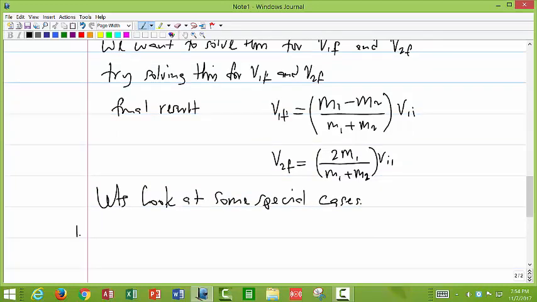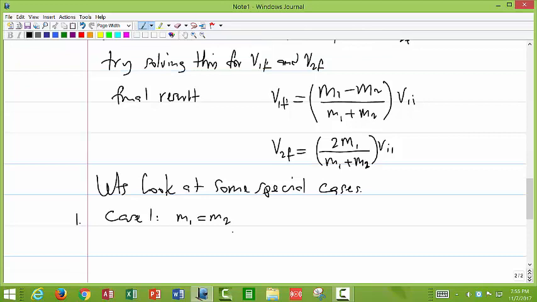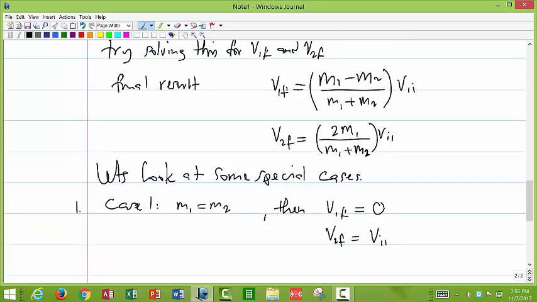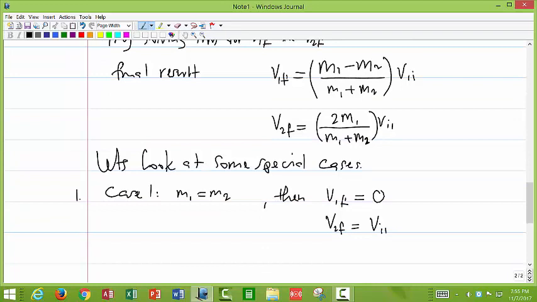One of the cases can be m1 equals m2. So if m1 is equal to m2, then v1 final becomes equal to 0, and v2 final becomes equal to v1 initial. Okay, just by plugging in m1 and m2 into those two formulas, you will see that if the masses are equal, then all the energy of object 1 is transferred to object 2 when they collide. So object 1 comes to a stop and object 2 travels with the same speed as object 1.